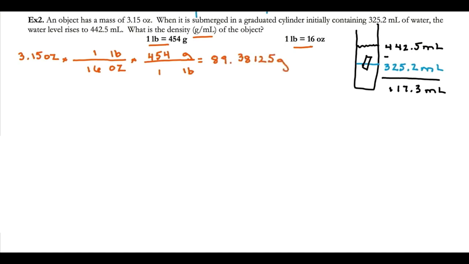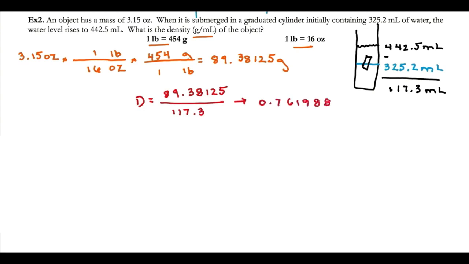When you're dealing with a multi-step problem like this one, where you're having to multiply, subtract, everything, do not round until the very end. And then I will round. So now I can actually calculate my density. I know my mass is 89.38125. My volume is 117.3 mL. And so unrounded, this value is 0.761988.